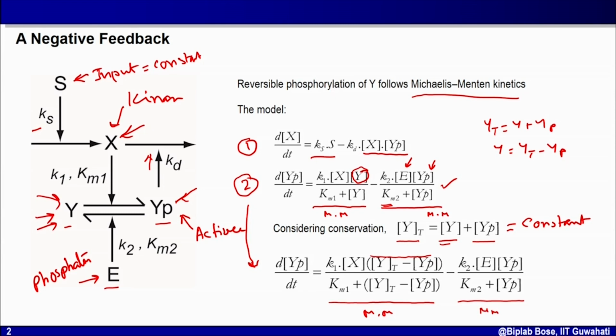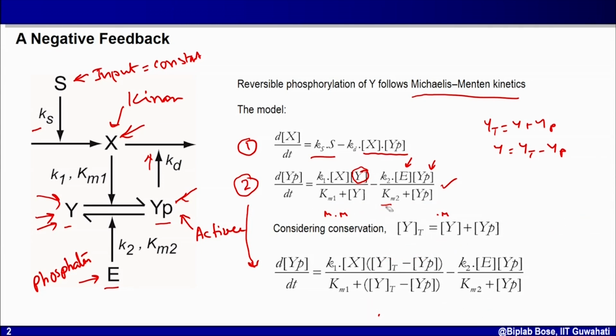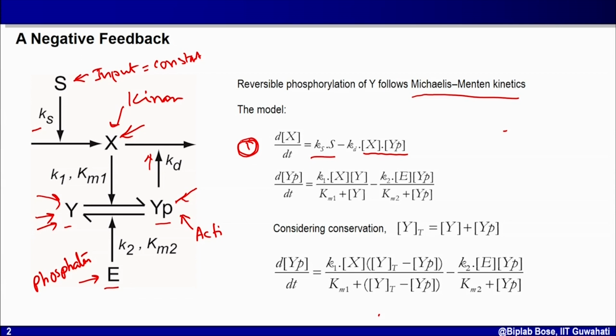So if I clean my board a bit, what we have considered is conservation of Y in terms of Y and Yp. So I am left with two ODEs. This is the first ODE, that is for X, and the second ODE for Yp. I do not require a separate ODE for dY/dt, because Y is expressed in terms of Yp. So I have two ODEs. Using these two ODEs, I will try to analyze the behavior of this system.